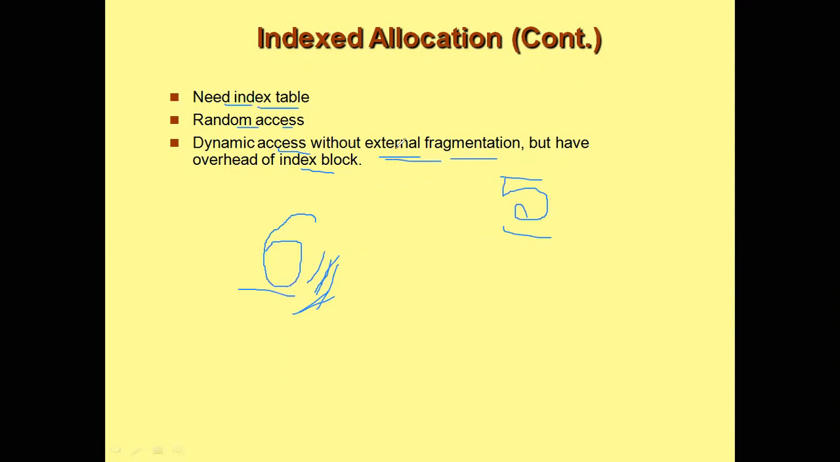So there is dynamic access without external fragmentation here, since there is no concept of contiguity or contiguous allocation, so we don't have external fragmentation. We don't have external fragmentation in linked allocation nor in index allocation, but we have external fragmentation in the previous one, which is contiguous allocation. I hope you know the concept of external fragmentation, which was taught in module 3.